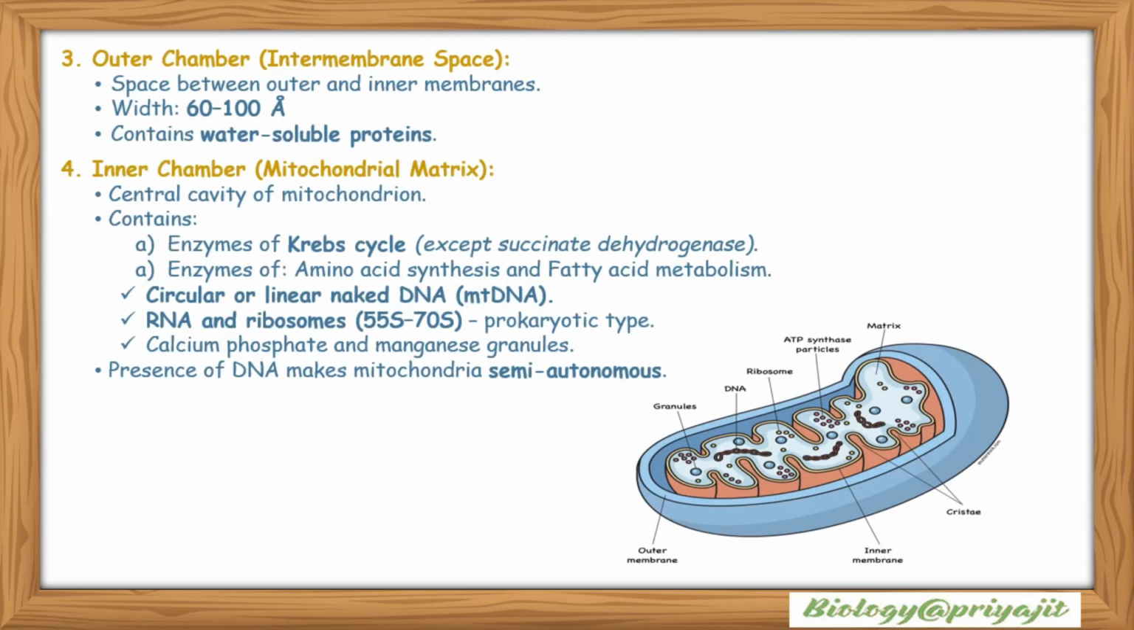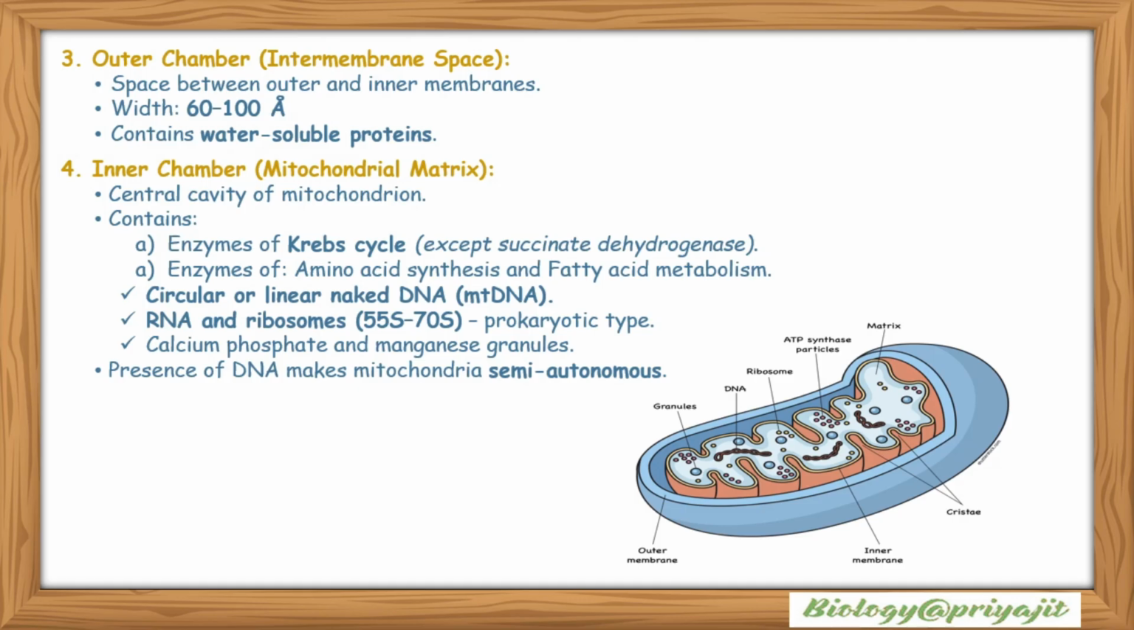The mitochondrial outer chamber, also known as the intermembrane space, is the space between the outer and inner membranes. Its width is approximately 60 to 100 angstrom. It contains water soluble proteins. The inner mitochondrial chamber is also known as the mitochondrial matrix. It is the central cavity of mitochondria. It contains enzymes of the Krebs cycle except succinate dehydrogenase, and enzymes of amino acid synthesis and fatty acid metabolism.